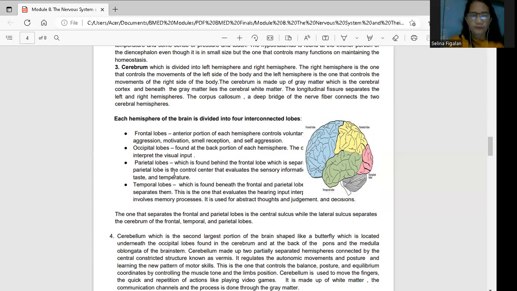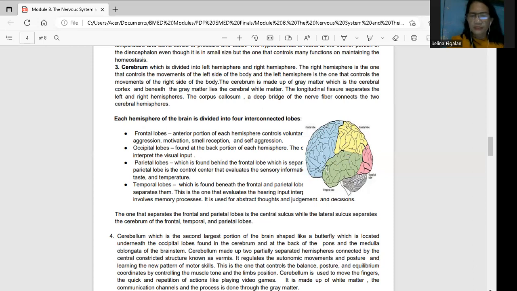Okay, so the occipital, which is found at the back portion after our parietal, is the one for the visual. The parietal is for sensory information. Okay, so on and so forth. So the one that separates the frontal and your parietal lobes, if you notice, this is your frontal and your parietal lobe. This is the central. What is in the middle, that is what you call the central sulcus.